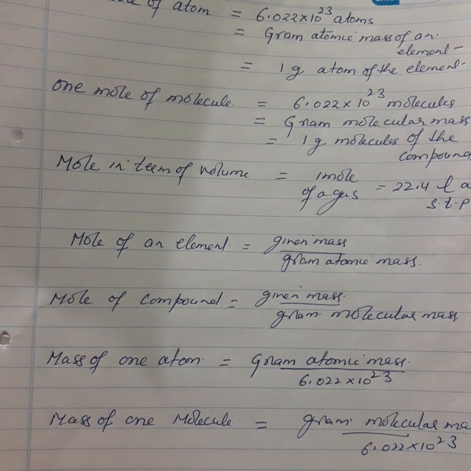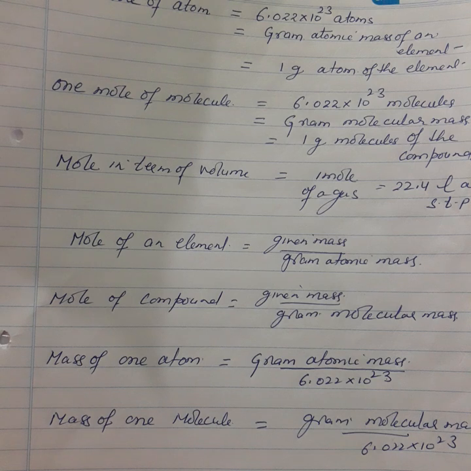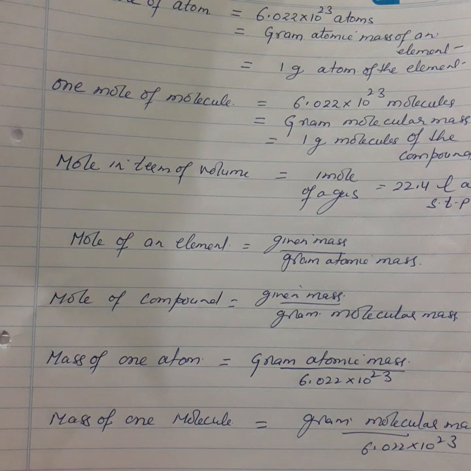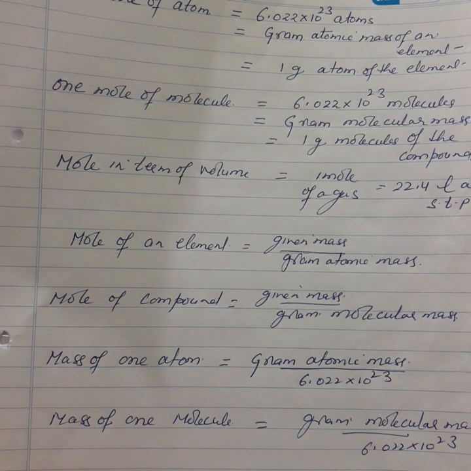What is gram atomic mass? Relative atomic mass expressed in gram, it will be known as gram atomic mass or gram atom. What is gram molecular mass? Relative molecular mass expressed in gram will be known as gram molecular mass or gram molecule. Molar volume, volume occupied by 1 mole of gas at STP, standard temperature and pressure.